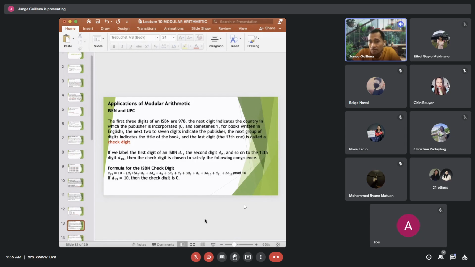It could be junk food, beverages, a cola, and so on and so forth. Okay, let us start with ISBN. The first 3 digits of the ISBN are 978.